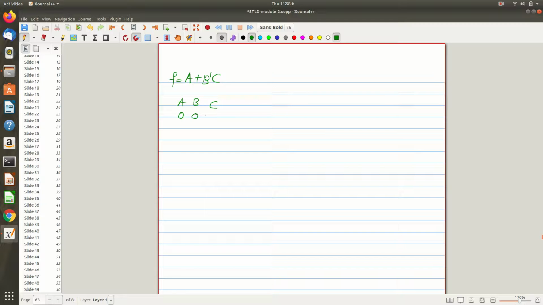I can have combinations like a, b, c all 0, and then what is my f? That is the question. f is a plus b dash c. Before finding f, you have to find the sub expressions. So let's fill it: 0, 0, 1, then 0, 1, 0, then 0 1 1, then 1 0 0, 1 0 1, 1 1 0 and 1 1 1. These are all the different combinations possible for the Boolean variables a, b, c.